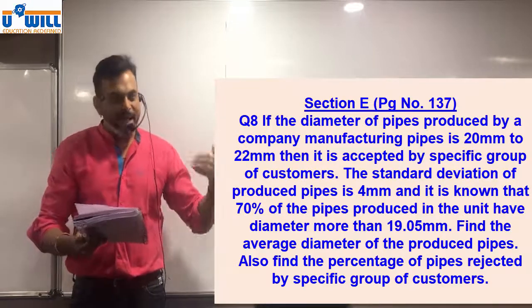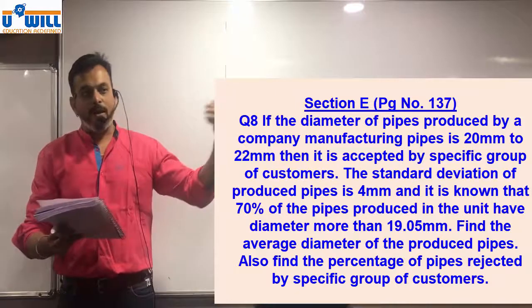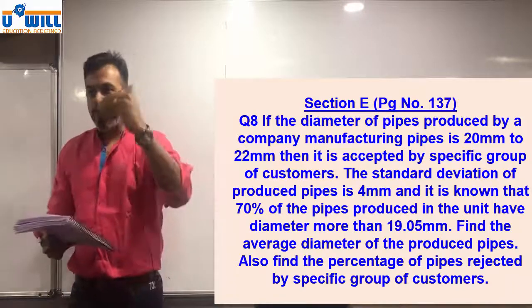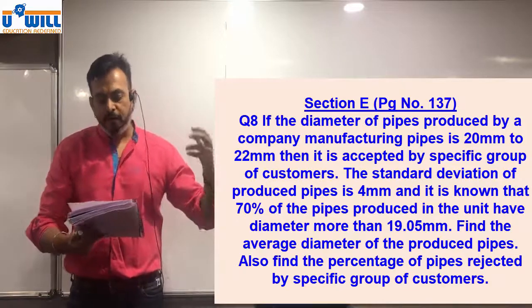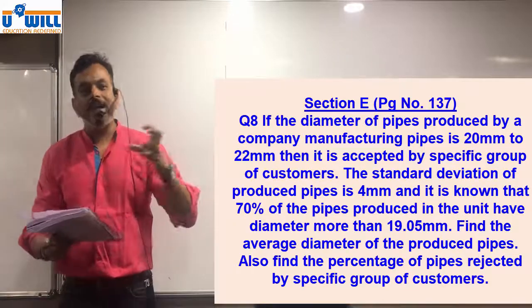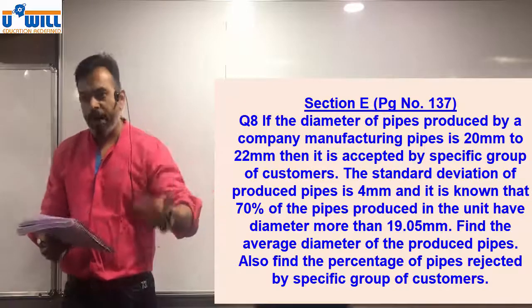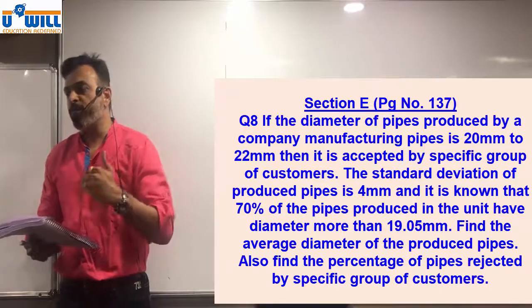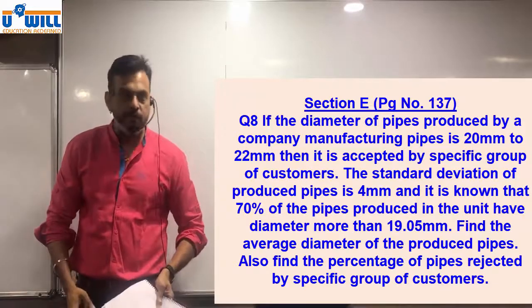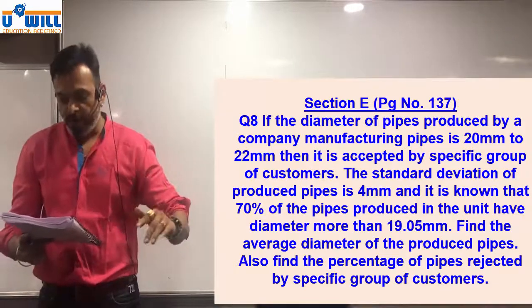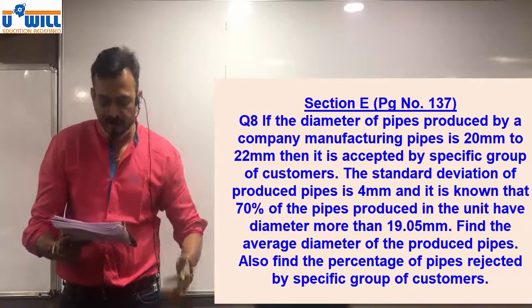Then when can a pipe be accepted? When it is between 20 and 22 mm. So we have to find the probability that the pipe is accepted. Once we find how much percentage of pipes are accepted, we subtract that from 100 and we get how much percentage of pipes are rejected. Understood this? First of all, in this, what information is given?